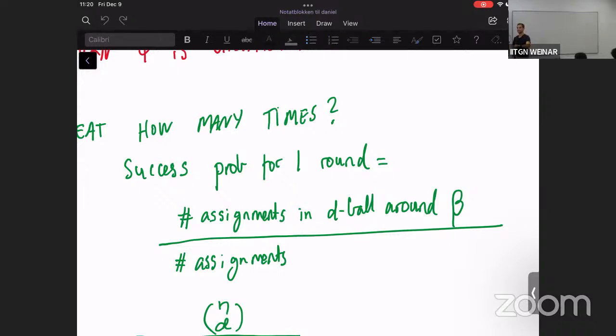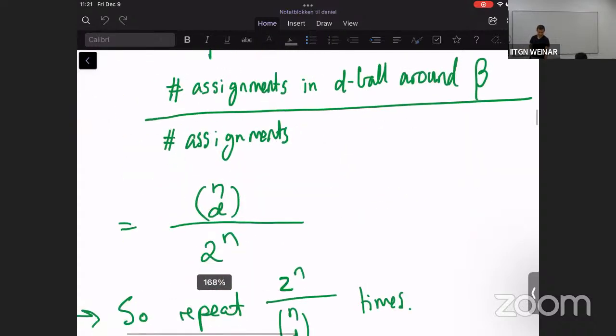So the number of choices for alpha where I would succeed is the size of a d-ball around beta. And what is the size of a d-ball? Well, I claim that it's n choose d. I just tell you which positions to flip. If, starting with beta, I tell you which d positions to flip, that will determine all locations in the d-ball around beta.